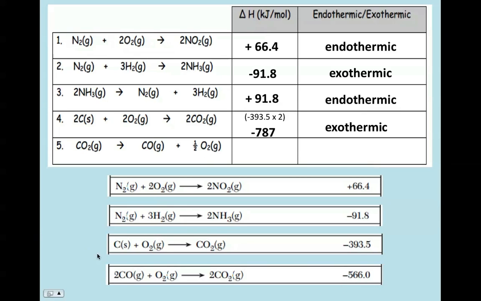And I've gone from having coefficients of 2, 1, 2 to 1, 1, and 1/2. So I've divided all of my coefficients by 2. So I'm going to have to make sure that I take my positive amount of delta H divided by 2, because all my coefficients were divided by 2, to get positive 283 kilojoules per mole. My positive sign indicates I have an endothermic reaction.